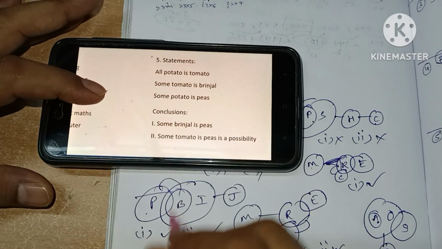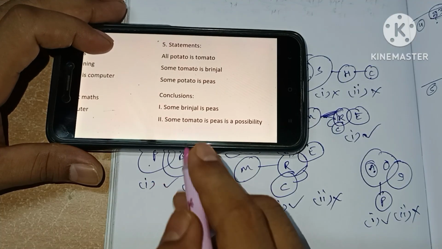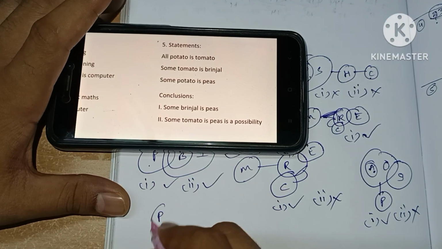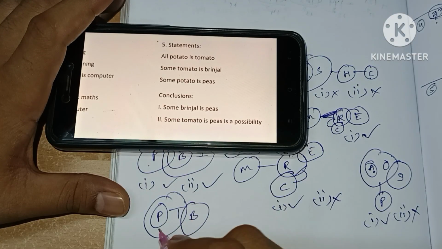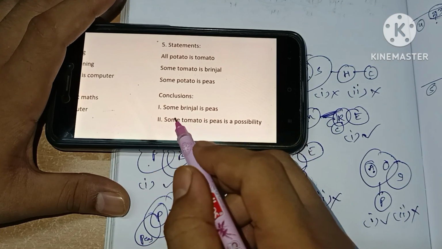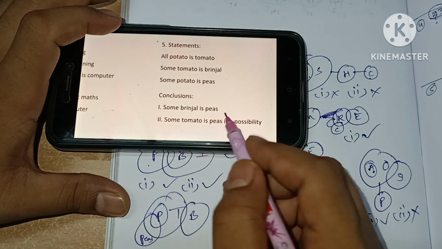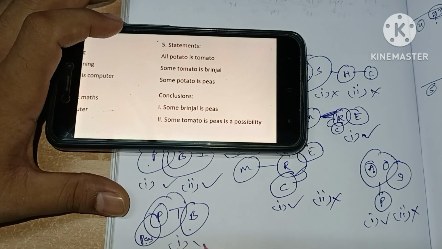Last question. Let's see. All potato is tomato. Some tomato is brinjal. Some potato is peas. Let's see the conclusion. Some brinjal is peas. Direct conclusion: brinjal and peas, there is no direct relation between these two. So the first conclusion will be false.